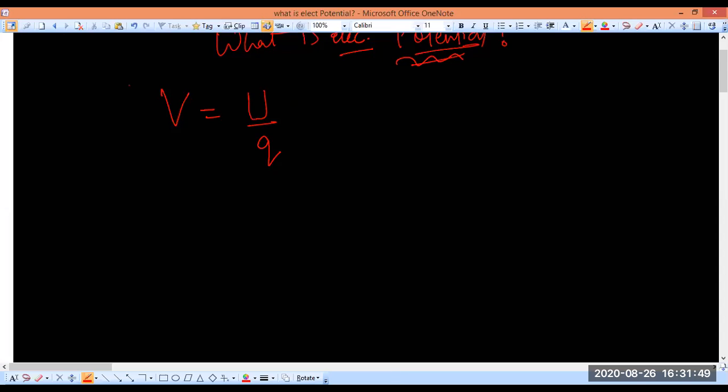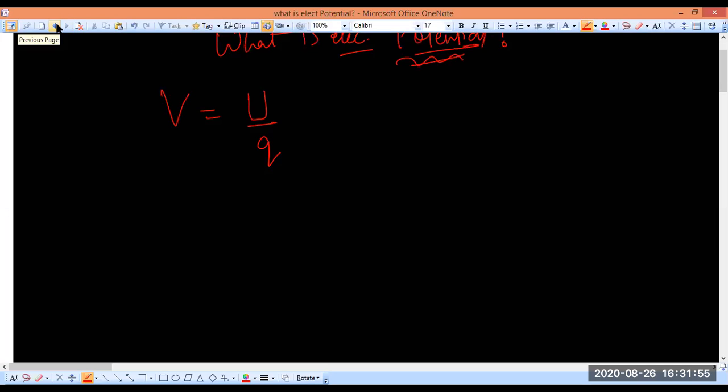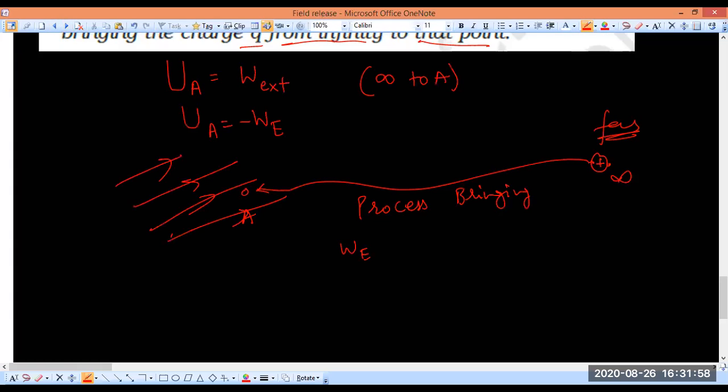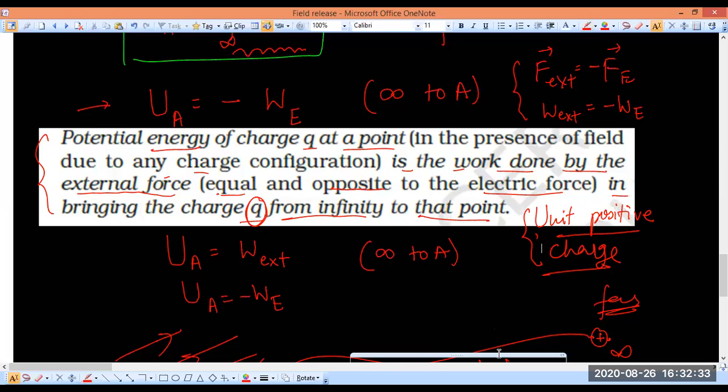If you have a look at the definition of potential energy, this is the definition of potential energy. So what is potential? Quite simple. Potential is the same as potential energy, but it should be for unit positive charge. I'll repeat: potential is the same as potential energy, but the only difference is instead of charge Q, it is for unit positive charge. So we are going to take the definition directly.